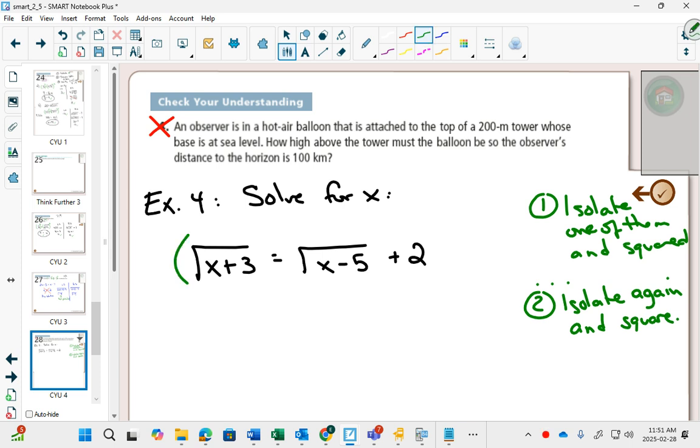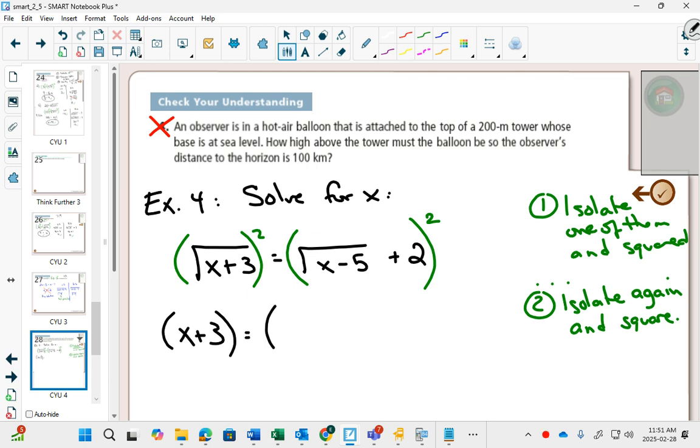One of them is isolated. You see this one is isolated. So when I square it, it's going to get rid of the square root. But if I square the other side, that's the whole thing squared. You're going to have to FOIL. So I'm going to write it out. I'm going to actually square this side temporarily. I'll put it in brackets just to hold things together.